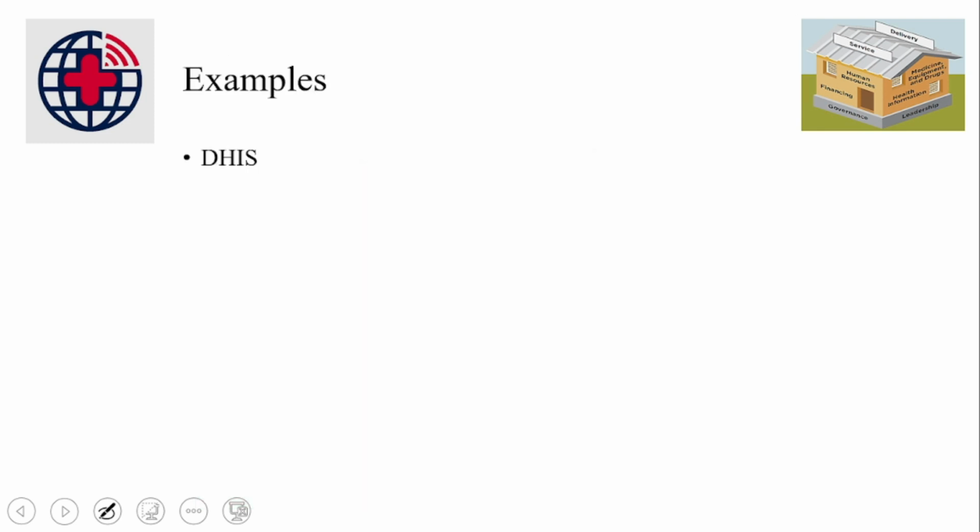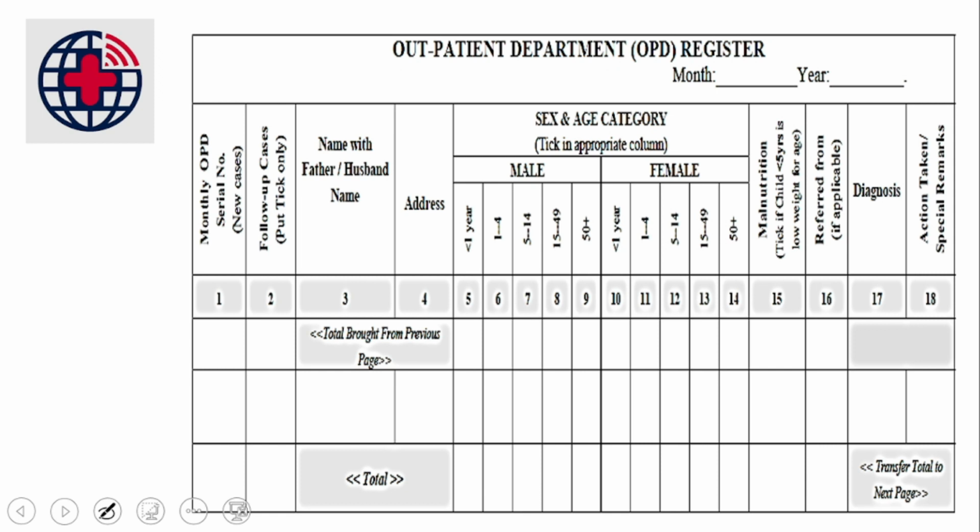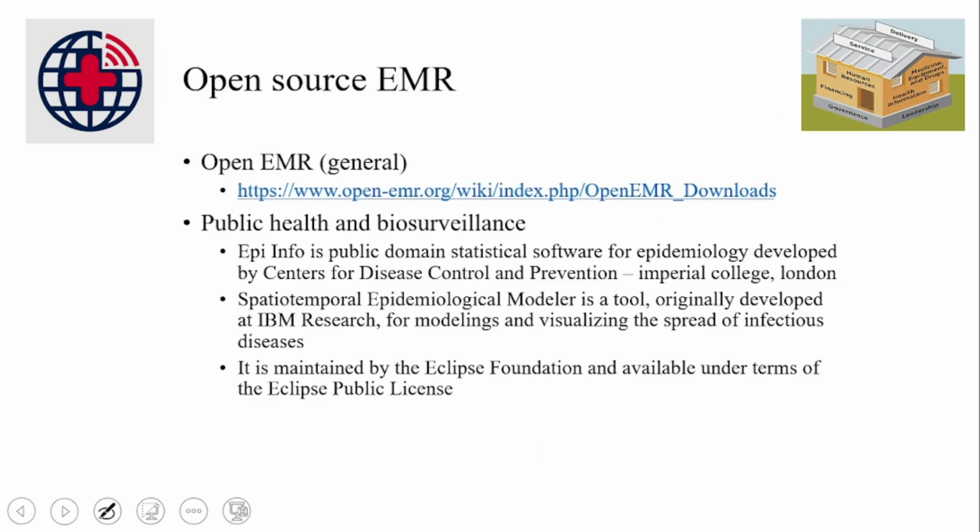An example of HMIS in low and middle income countries is DHIS, which is District Health Information System. DHIS2 has certain forms that can be filled in. These forms are already digitized. There is another open source EMR called OpenEMR. You can download it from GitHub. It basically was developed by Imperial College.